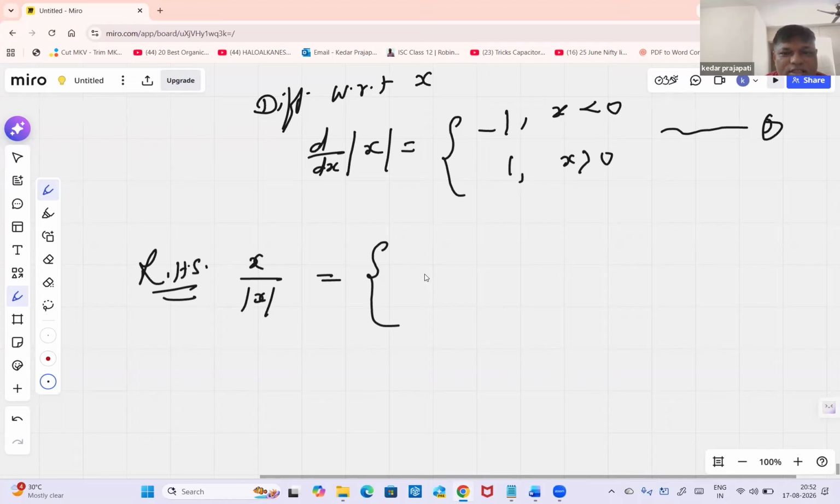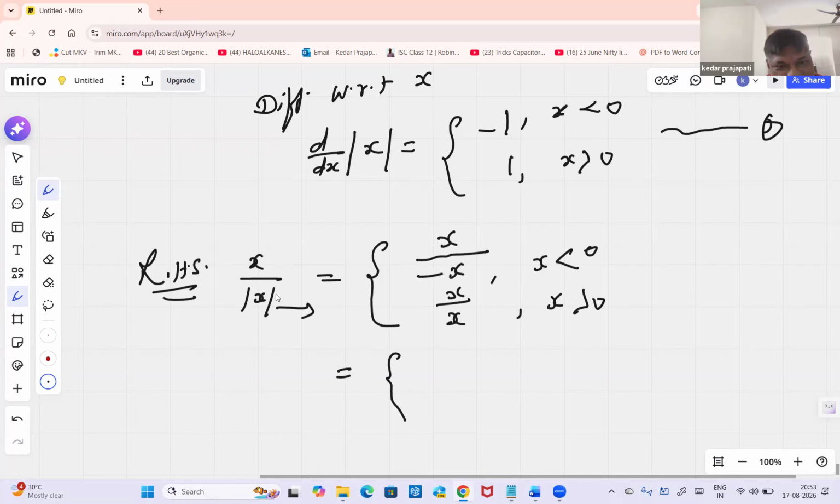mod x is minus x, right? And mod x, I'm talking about mod x first, right? And it is x when x is greater than 0. Now what is coming? This is in the denominator, right? So in the numerator I will write x. Here also in the numerator I will write x. Now I will solve it.